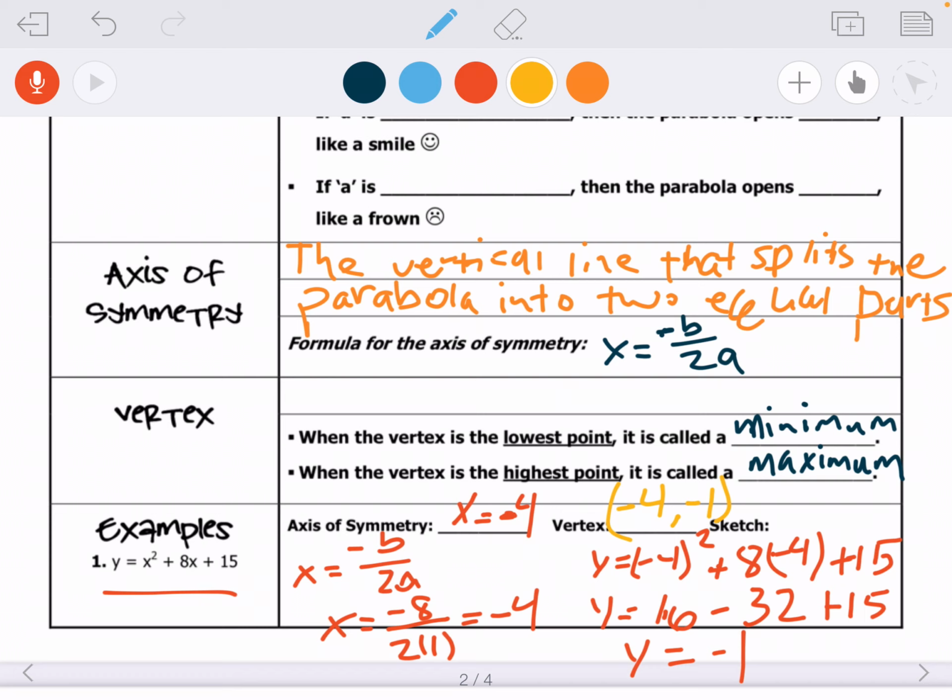I ran out of room to do a sketch, so I'm just going to do a very brief sketch up here in the top left. I know that my parabola is opening up because a is positive. Down here we have a vertex, which we figured out was the point (-4, -1). And the axis of symmetry is just the vertical line that I'm going to draw dashed through that vertex.